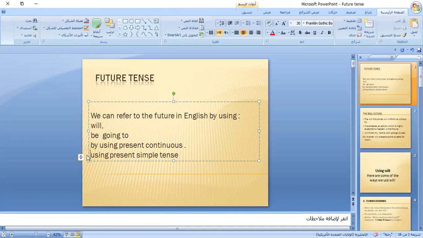Okay, you have to know that each one has a different meaning from the other one. Will has its own meanings, not one meaning. Be going to has its own meaning. It is future, but it is different from will in meaning. Present continuous is used to refer to the future, but it is different in meaning from will and be going to. And present simple is used to express the future, but it also introduces a different meaning from the other three. All of them are future, but the use of each of them adds a different meaning to the future. So we will explain these ideas now.